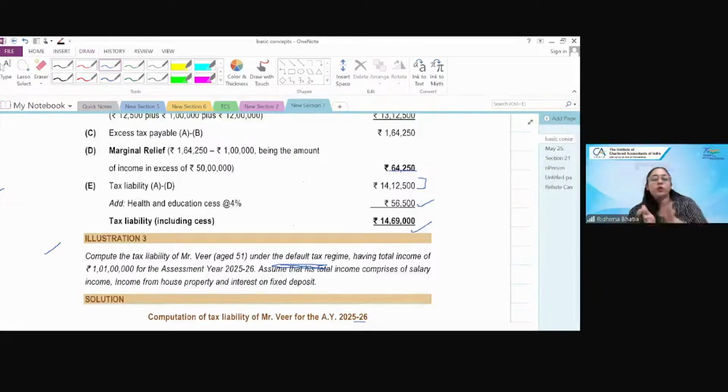Go on, come on, students, friends, whatever you like to be addressed as. Illustration 3: on 1 crore 1 lakh, you have to calculate the final tax. Whenever a question is of tax liability, do not wait for someone to tell you to apply surcharge, apply rebate, apply cess. This is your automatic processing, which has to come through question practice. And confidence would be increased only by question practice.